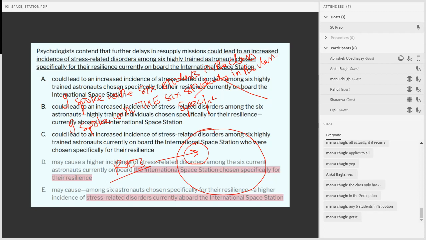Okay, Manu's saying got it. The others are not that sure. Fair enough.